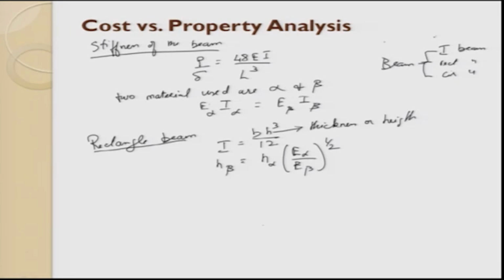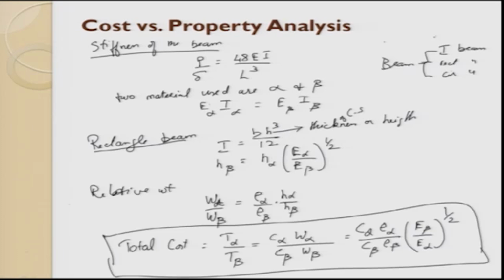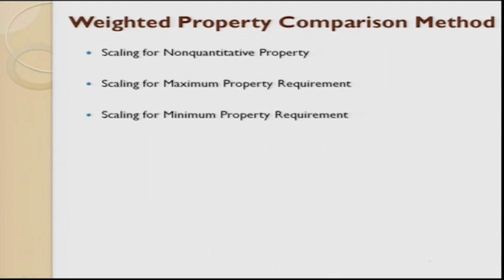Now if you want to compare, initially we were trying to work on relative weight. So this is for the relative weight, and finally what we get is the total cost for this given component. So there are two materials we are trying to compare and find out the stiffness. Next is the weightages of properties. We have now figured out two different materials, two different properties, and we know what is the impact of each other.